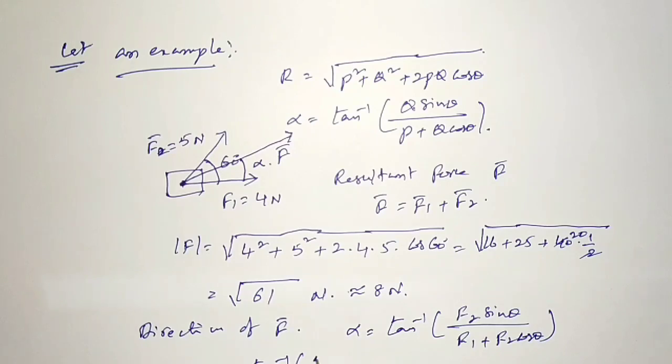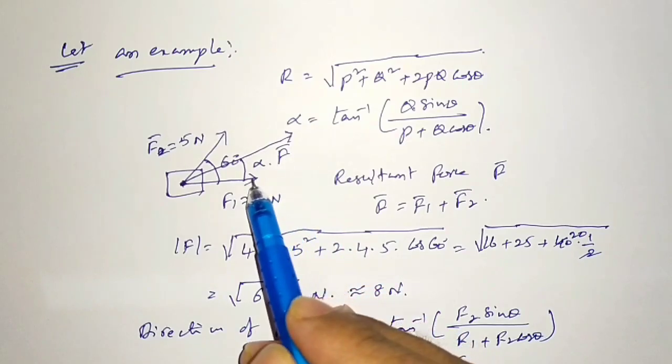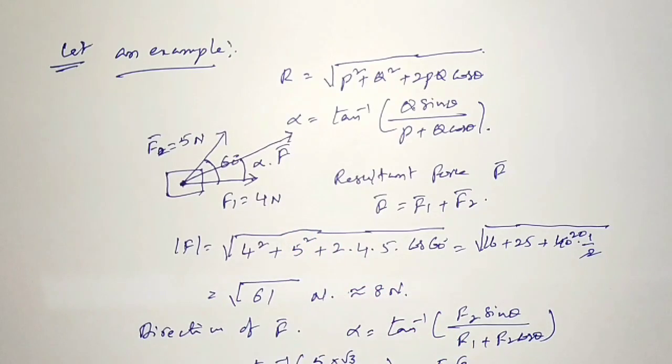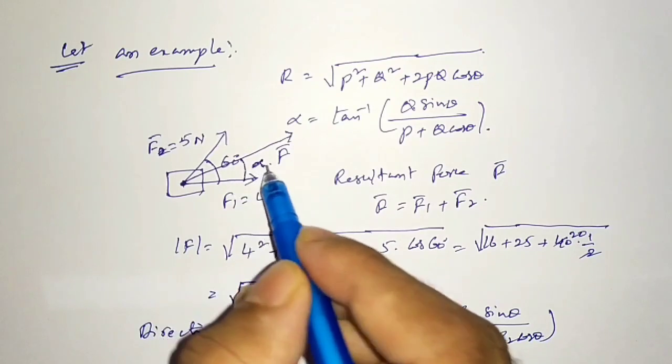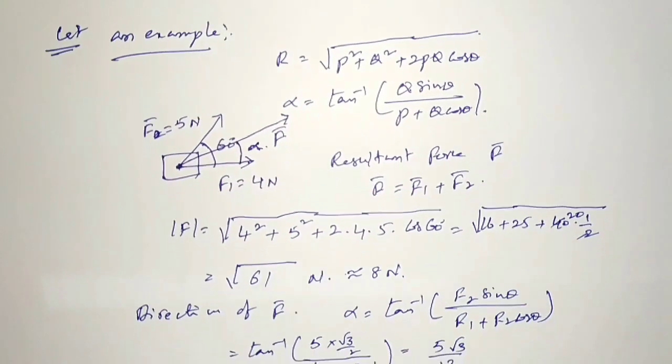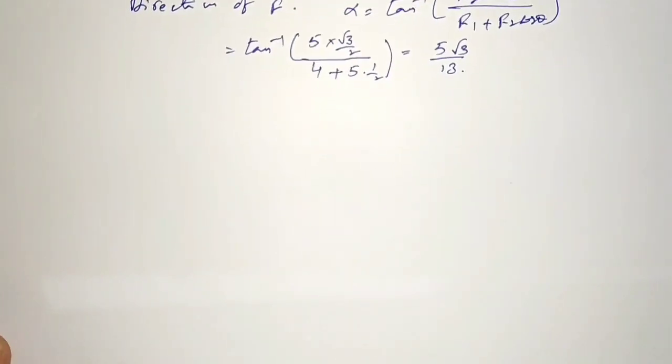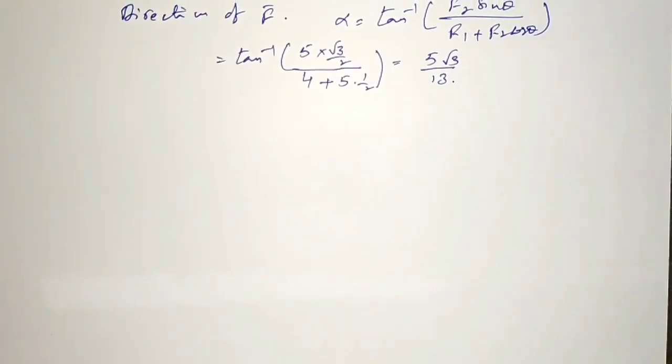5 or 4? 5 into sin 60, root 3 by 2, by F1 4 plus F2 5 into cos 30, 1 by 2. Right. If you simplify, you will get 5 root 3 by 13. This is the angle made by the vector with F1. This is the direction. Here alpha gives the direction. Angle is nothing but the direction. Understood? So in this way, one can calculate or one can solve the problems. Right, Nana?